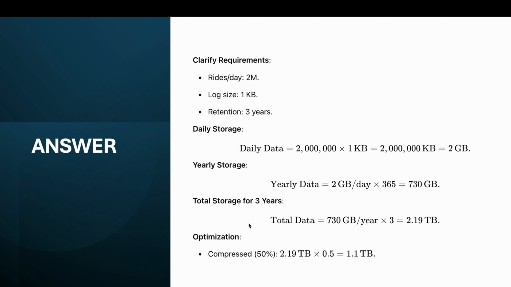Now, let's say there is some optimization in terms of storage that you can do, and this is something you can bring forward from your side to the interviewer. Hey, this is text data, so we can do some optimization in terms of storage. We can compress the data. Let's say we compress the data by 50%. So 2.19 terabytes of data, when compressed by 50%, will be 1.1 terabytes of data.